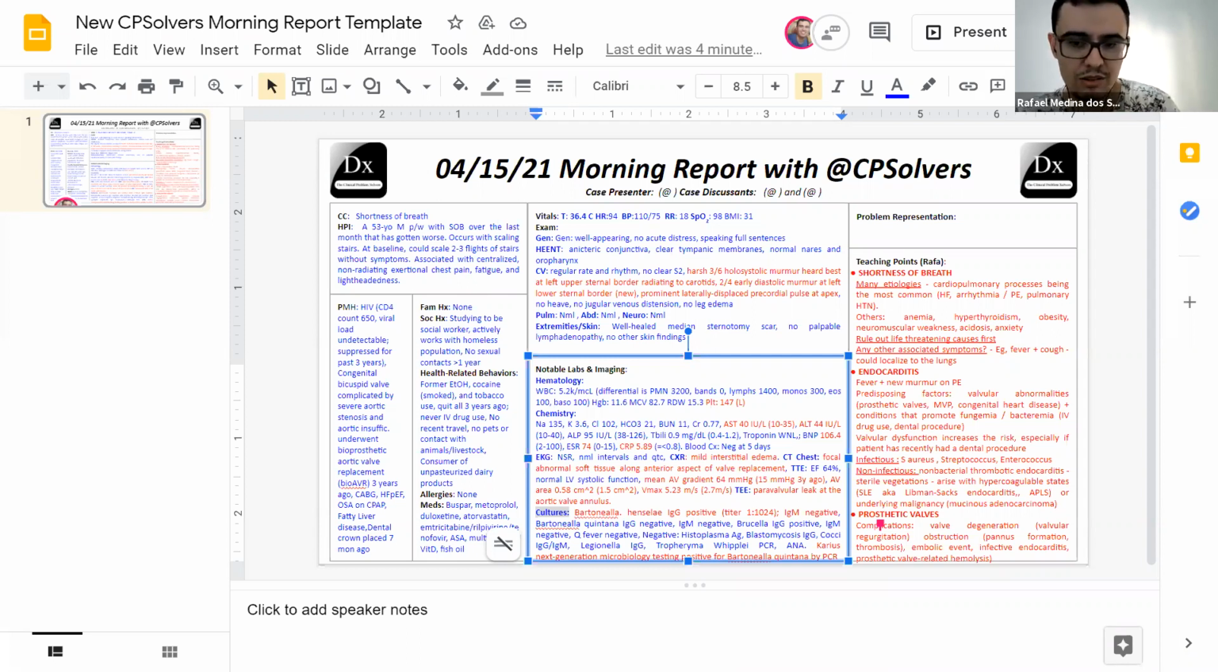And then Jack taught us about the prosthetic valve complications, many of them including valve degeneration leading to valve regurgitation, but also destruction due to vegetation formation or thrombosis, and also embolic events, infective endocarditis, and prosthetic valve-related hemolysis.